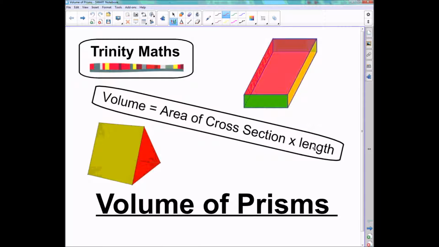Now I've got two examples of prisms here. I've got a triangular prism on the left and a cuboid at the top. The cross-section of these two shapes is the shape at the end. So for a triangular prism, the cross-section is the triangle, whereas for the cuboid, the shape at the end is a rectangle. We could have loads of different shapes, but the most common ones that you'll come across are triangular prisms and cuboids.